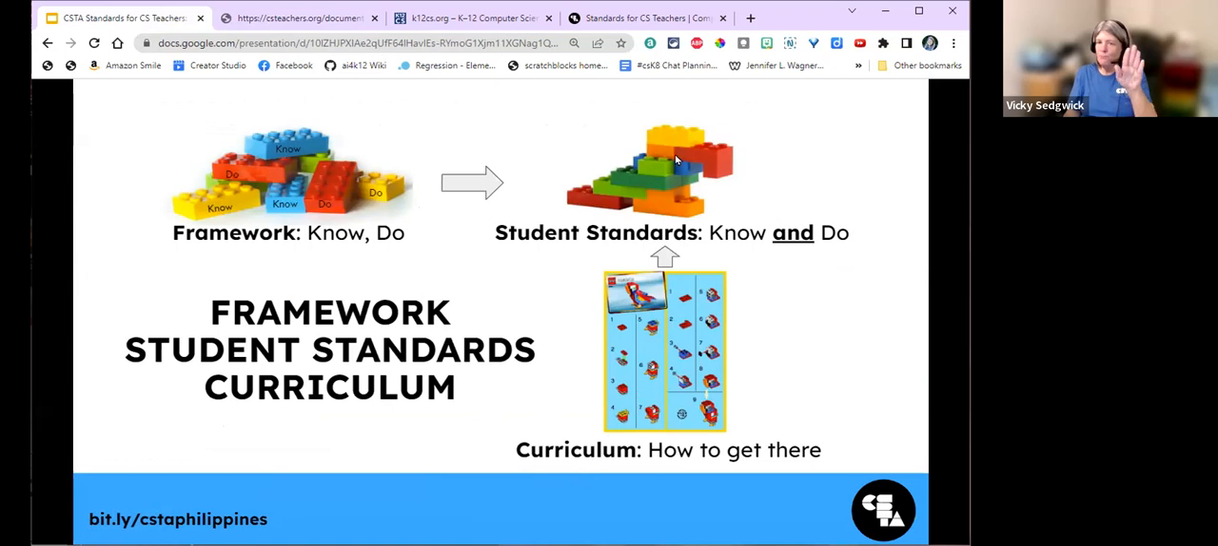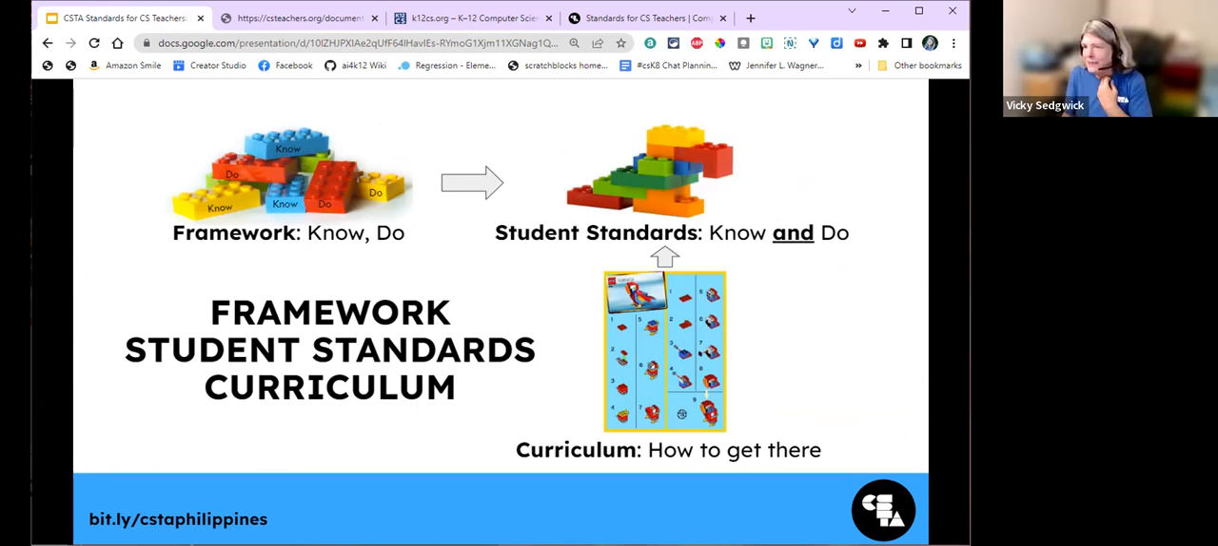And from this, curriculum also gets created, right? Curriculum gets created based on those standards, and that shows you how you'll do it, whether you're writing your own curriculum or you're using some curriculum that Code.org put out, or whoever's curriculum you're using, they should be able to say how they are helping students meet these standards.